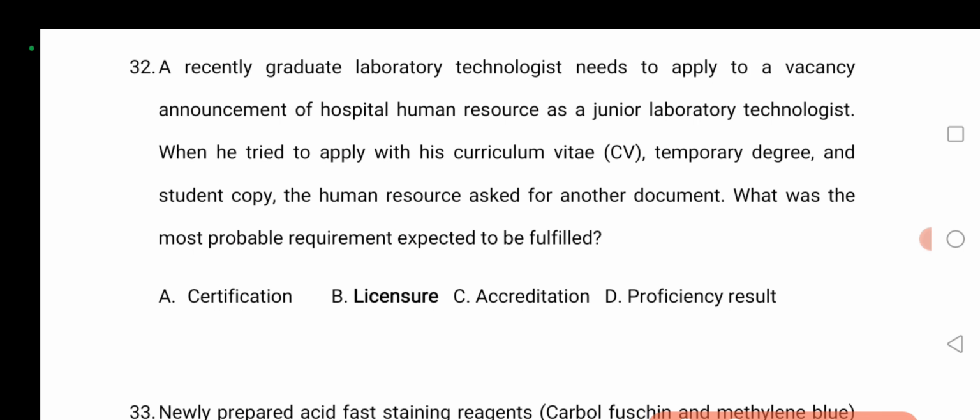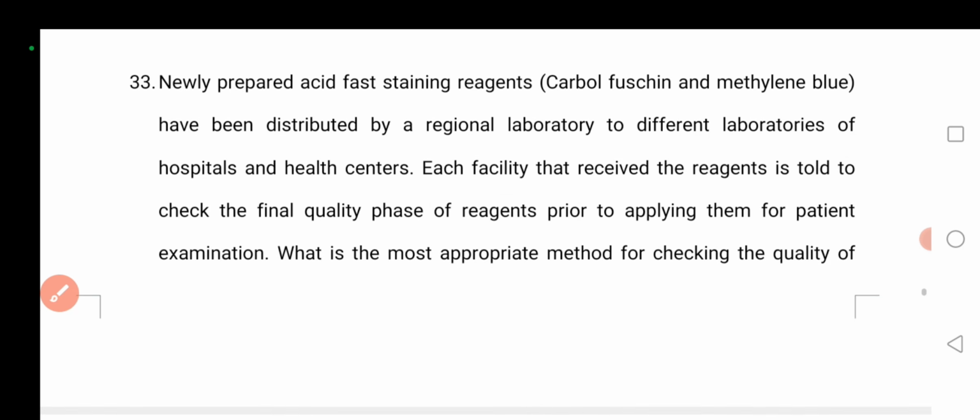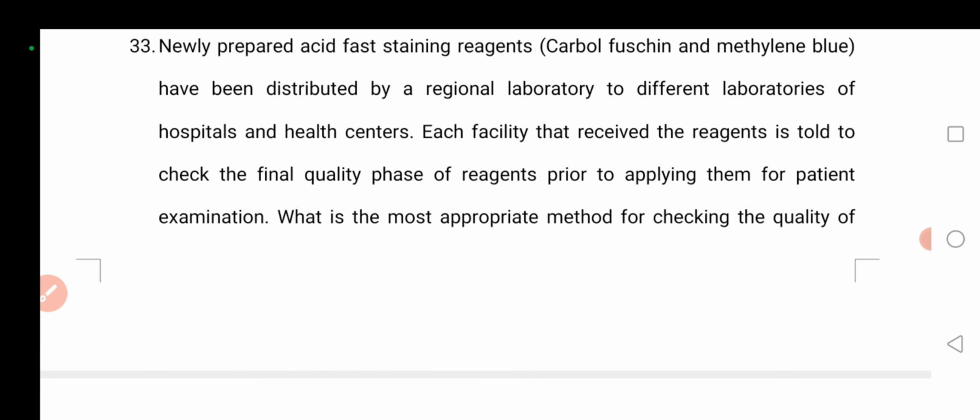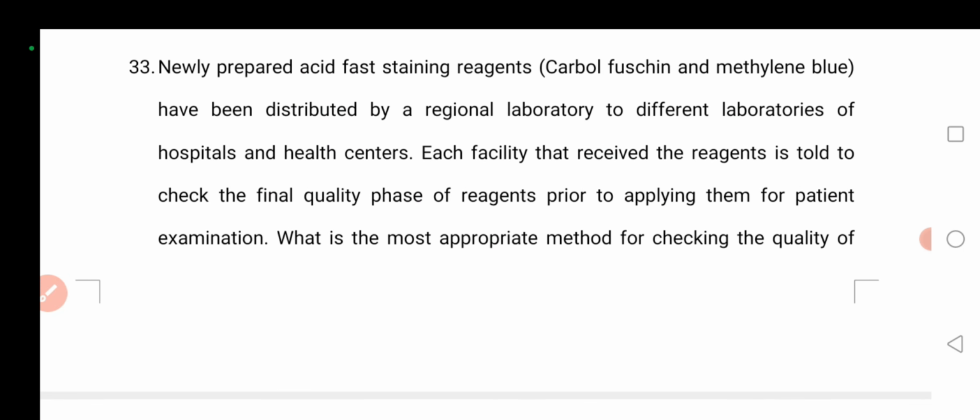Because certification is not mandatory. Accreditation is given for institutions, not for individuals. Proficiency testing is also not individual. So the correct answer is B. You need licensure. So there is a COC exam or licensure exam, as you know, after your graduation to get a license.